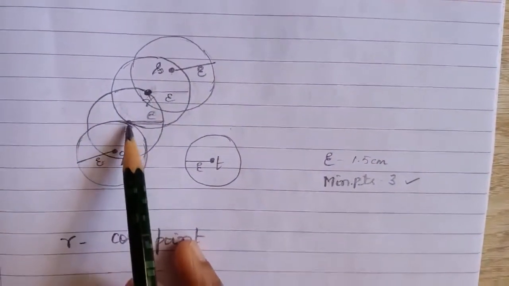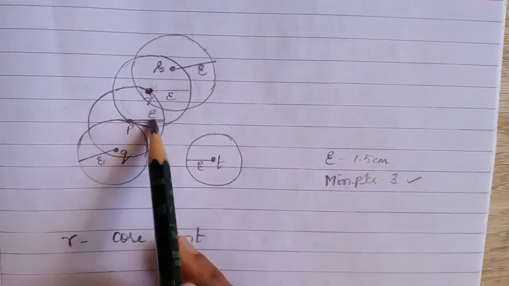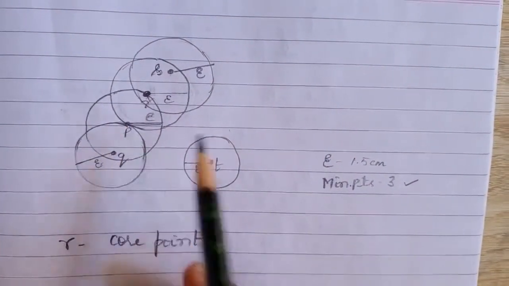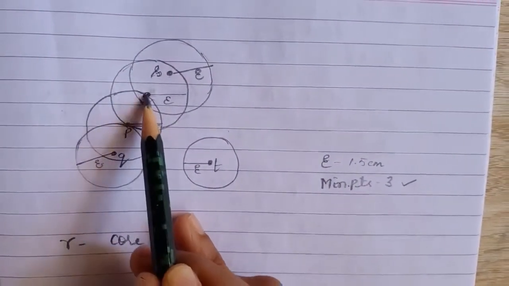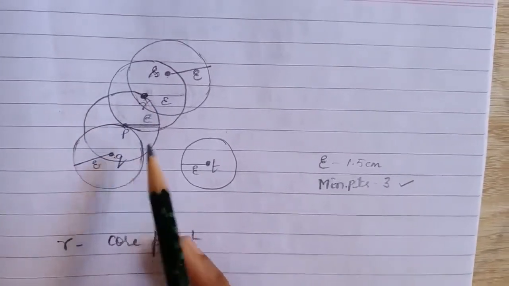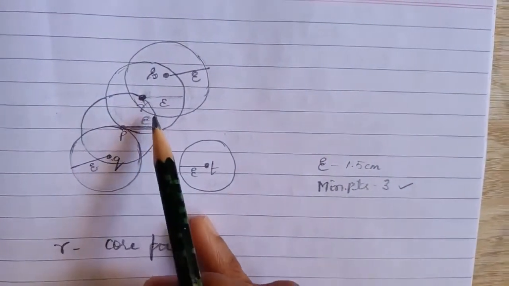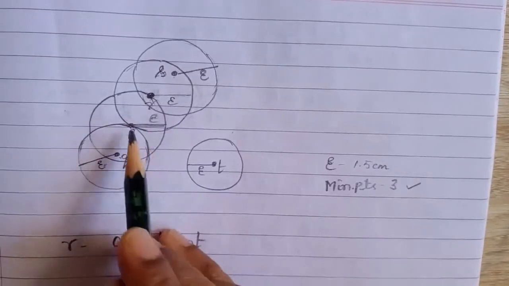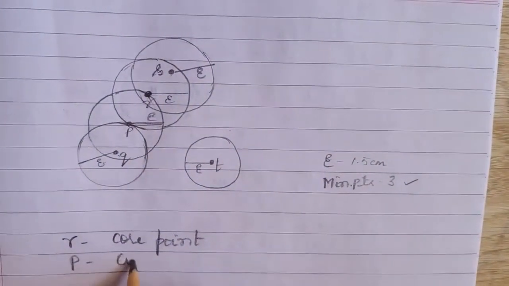If you look at point P, from here we have drawn a circle with epsilon radius, and P is 1 point, R is 1 point and Q is 1 point. So this circle is also having the minimum points given, that is 3 points. So you can call P also a core point.